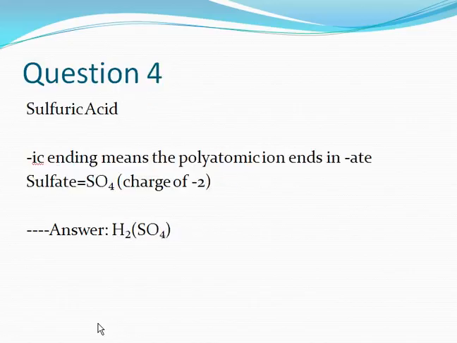Question 4. The ic ending in sulfuric means that the sulfate polyatomic ion is present in this acid. Knowing which polyatomic ion is used helps you know how many hydrogen ions there need to be in the acid. For 1 sulfate ion, there are 2 hydrogen ions, so there needs to be a subscript of 2 after the H before you can connect the 2 different ions to create the formula.